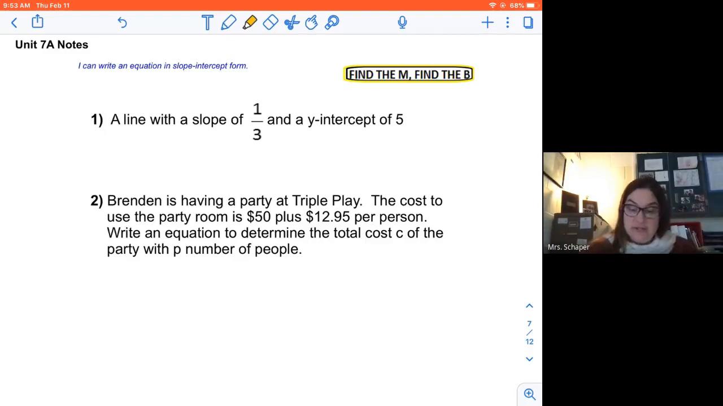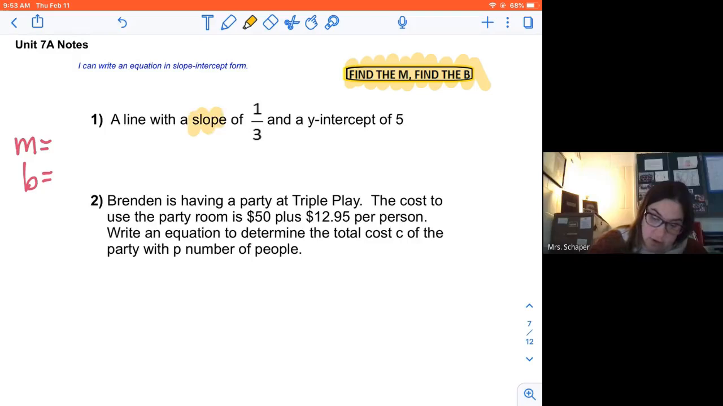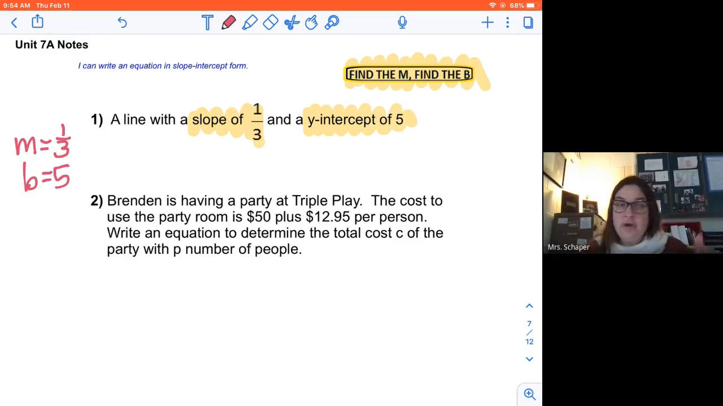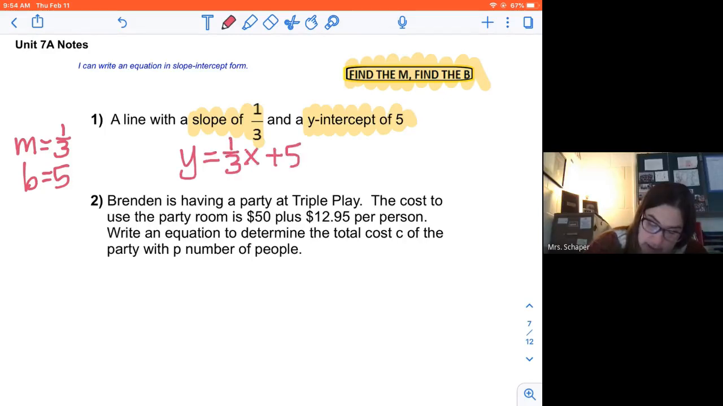When you write an equation in slope-intercept form, you need to find the slope and you need to find the y-intercept. So I would always start by writing m equals and b equals. Figure out what you know, and then we'll figure out the rest. So a line with a slope of 1/3, and it tells me what the y-intercept is. Sweet. So I know the slope is 1/3, the y-intercept is 5. So the answer is y equals 1/3 x plus 5.